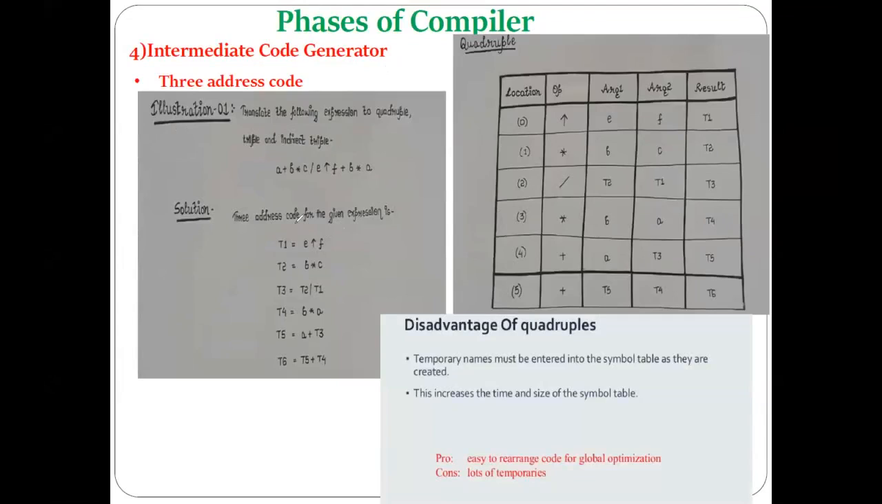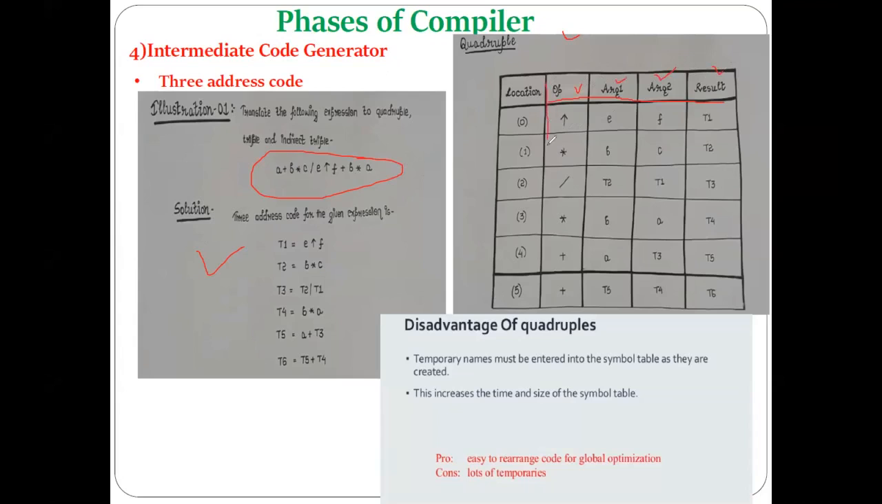Now let's see how the quadruple can be generated for the generated three address code. For this expression, we have generated this three address code, and this is the quadruple for it. As I said, a quadruple consists of four main fields, which is why it is called a quadruple. The first field is the operator, the second is the first source operand, argument one, the third is argument two or the second source operand, and the last one is the result.